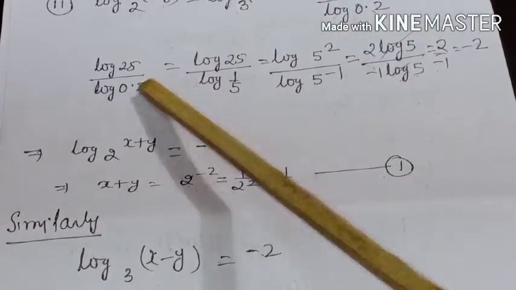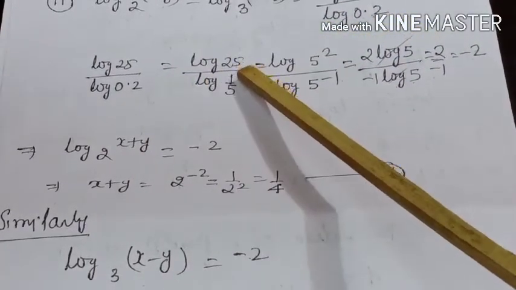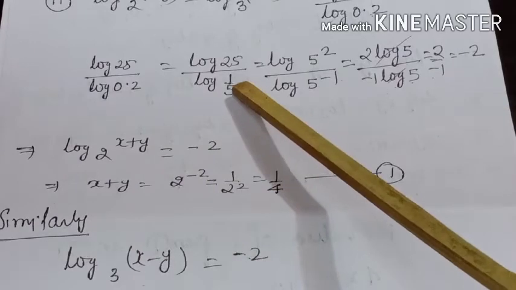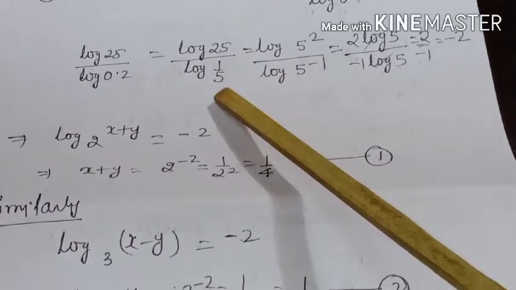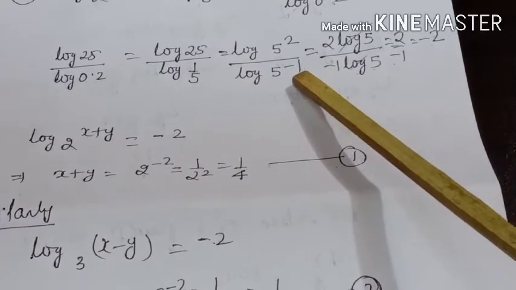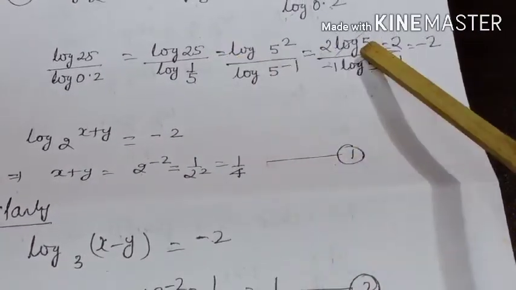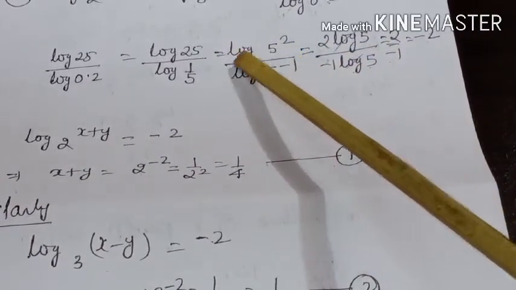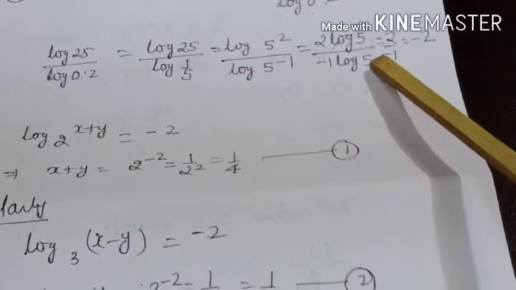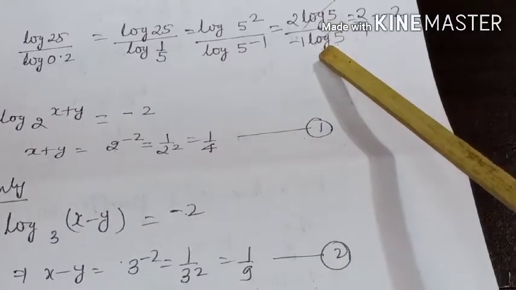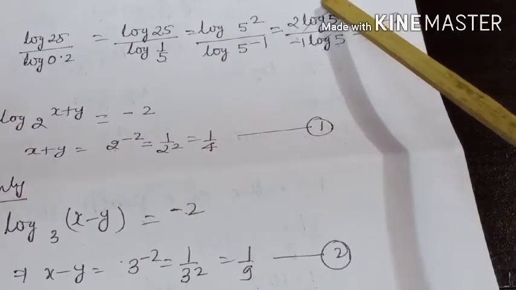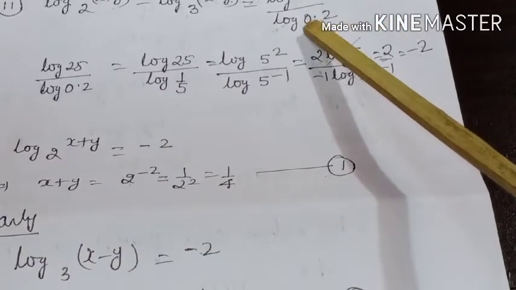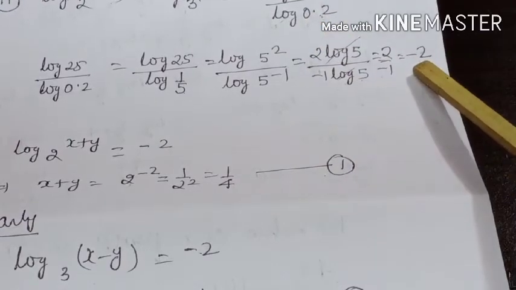So log 25 by log 0.2: 25 can be written as 5 to the power 2, whereas 0.2 can be written as 1 by 5, which is 5 to the power minus 1. This 2 is shifting here, so it will be 2 log 5. Minus 1 is shifting here, so it will be minus 1 log 5. What will happen? Log 5 and log 5 will be cancelled. Result will be 2 by minus 1, that is equal to minus 2. So we can say that log 25 by log 0.2 can be represented as minus 2.